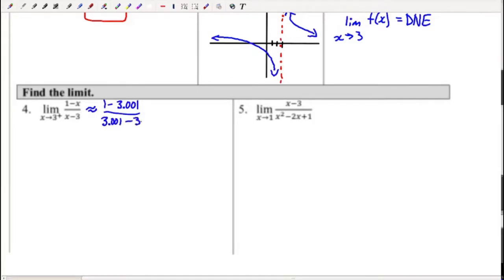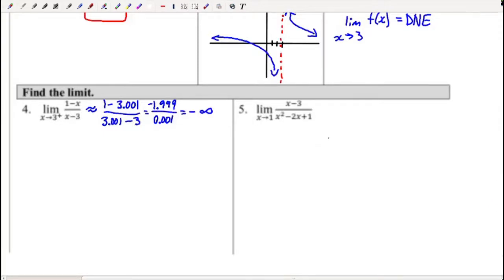over 3.001 minus 3. And that would be 1 minus 3.001, which is going to be negative 1.999, over 3.001 minus 3, which is 0.001. So this is going to be a negative number, negative 1.999, divided by a really small positive number. That's going to tell me I end up going to negative infinity. Negative over positive is negative, and it's going to give me a really big number because I'm dividing by a really small number. So this first one would just be negative infinity. Now they only asked me from the right-hand side, so I don't have to worry about the left-hand side.